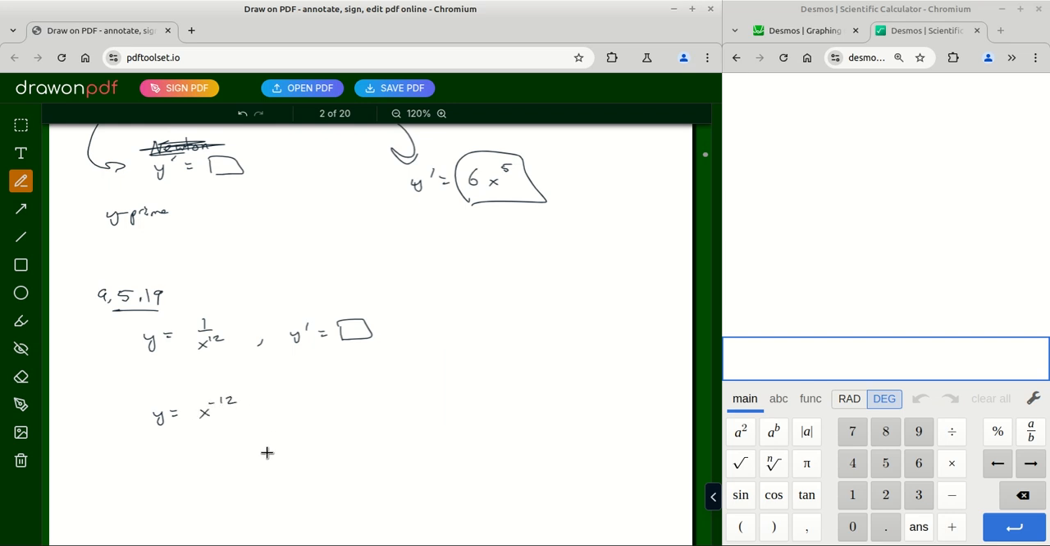Now let's pause for a second. This is just a whole new way of seeing it. I'm saying that the power is a negative because it was in the bottom. But now, when I take a derivative, I say, oh, well, the negative 12 comes down to the front, and then I minus 1 from the power.